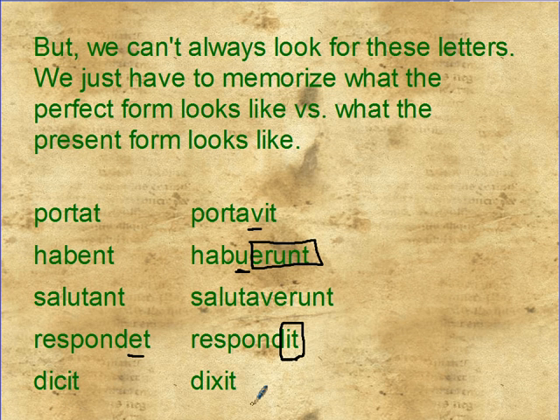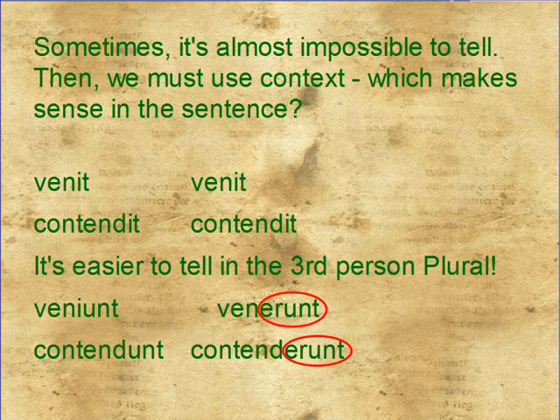Sometimes it's almost impossible to tell. Then we must use context. Which tense makes sense in the sentence? Here are two examples of verbs that are identical in the present and the perfect. Venit, he comes, and venit, he came. Contendit, he hurries. Contendit, he hurried. Exactly the same. This is an instance where you need to use context.